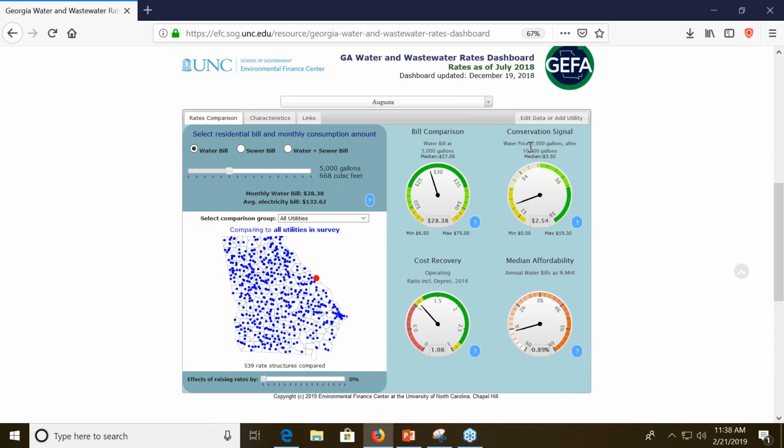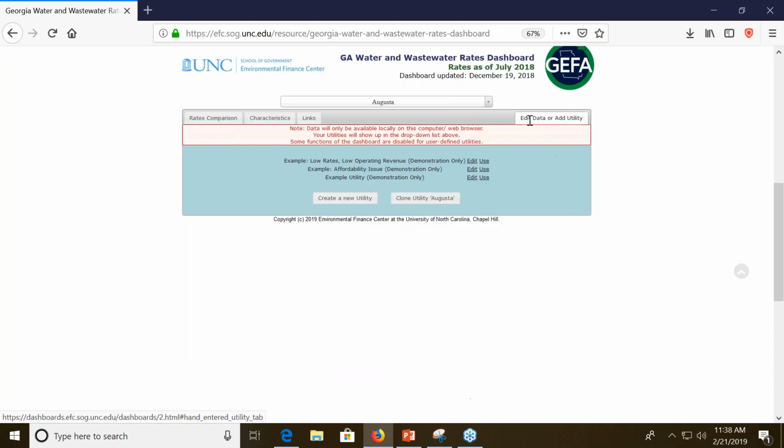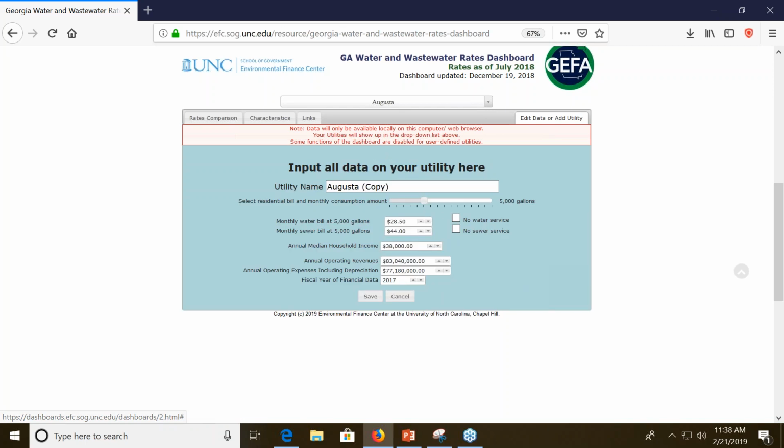Pretty neat. One more quick feature that I want to touch on is edit data or add utility. This is great if you are, one, not in the survey and you want to see, well, what would this look like right now if I was? Or you want to check out how you might change rates. So let's say we're Augusta. We can create a clone of Augusta.